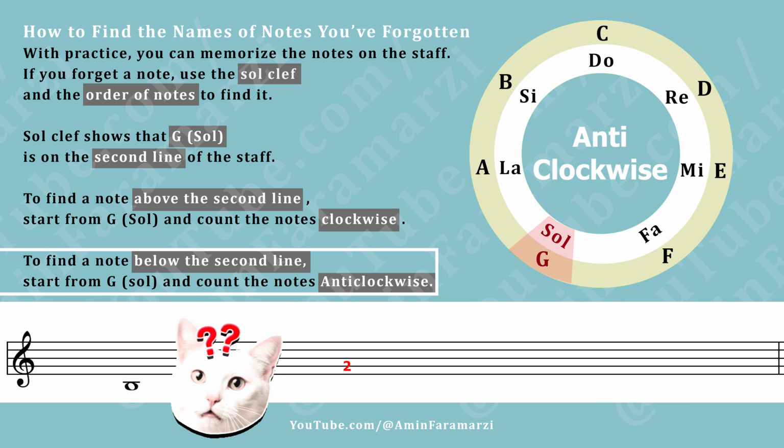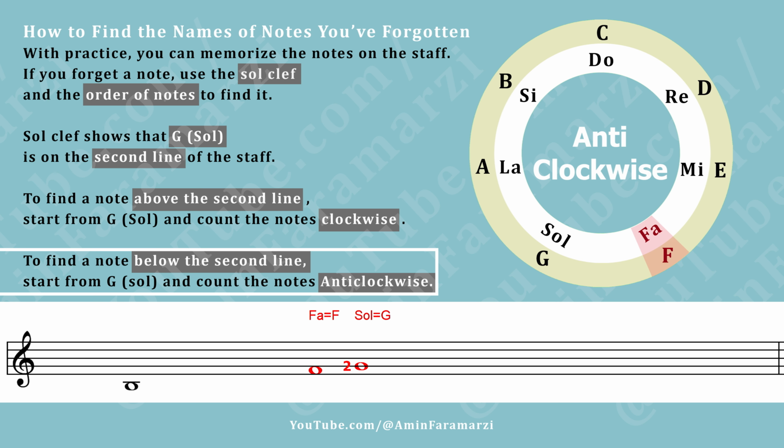To find a note below the second line, start from G, Sol, and count the notes anti-clockwise. Sol, fa, mi, re, do, si.